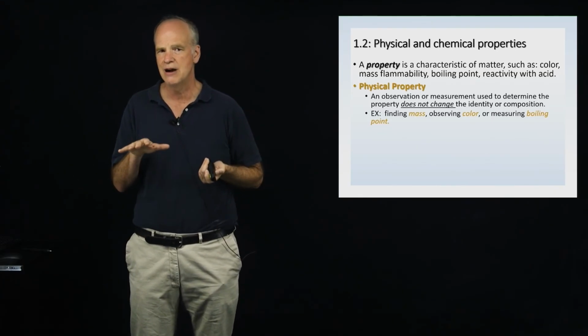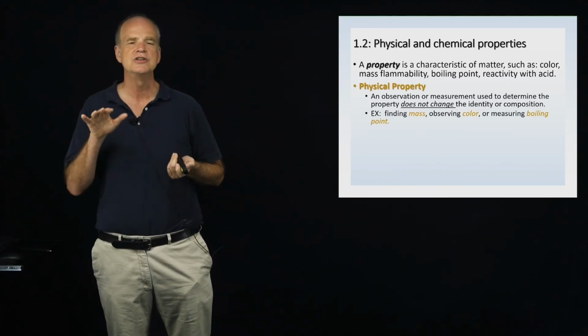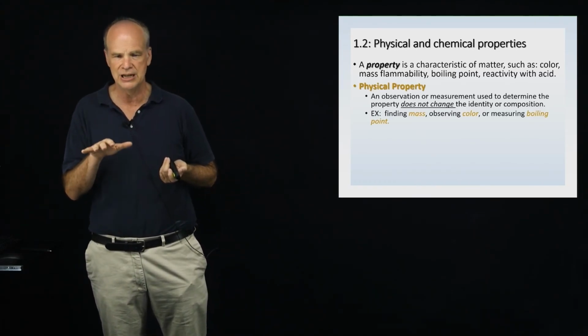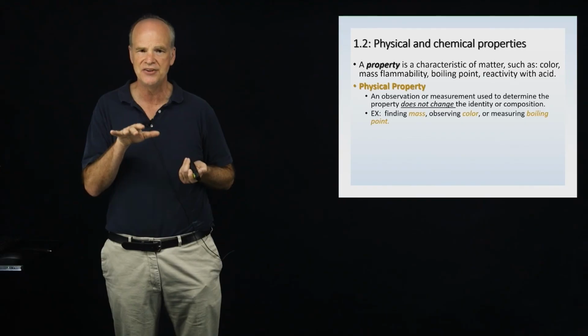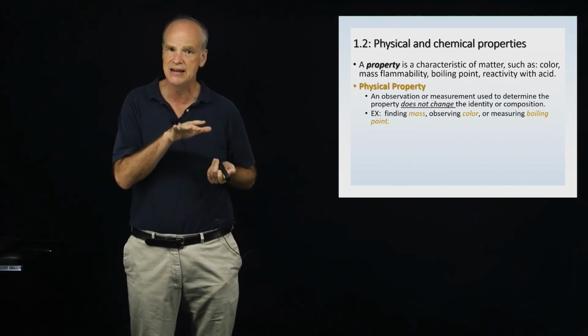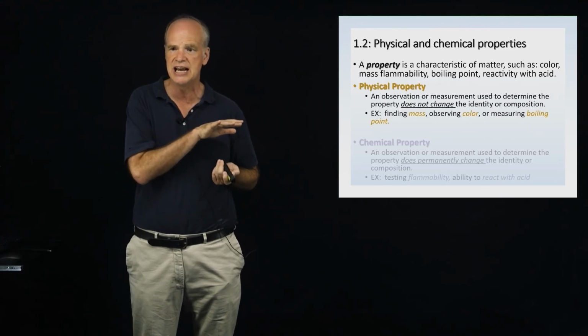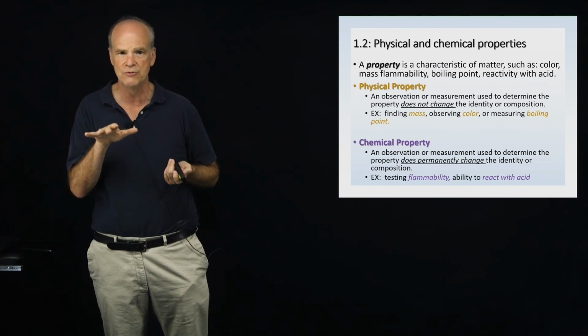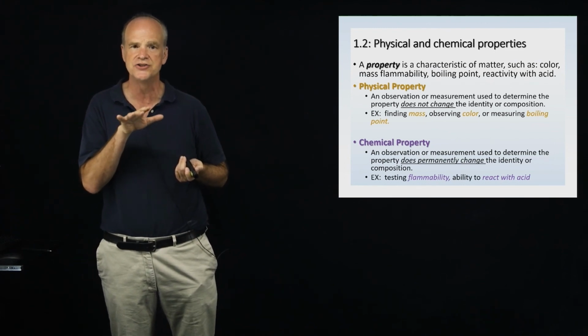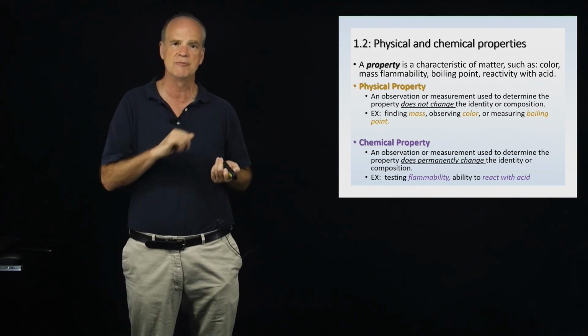What a physical property is is as follows. You test for the property. It is a physical property if in the process of testing for the property, the identity of that matter does not change. On the other hand, if you test the property and for some reason the identity of the matter changes, then that would be a chemical property.